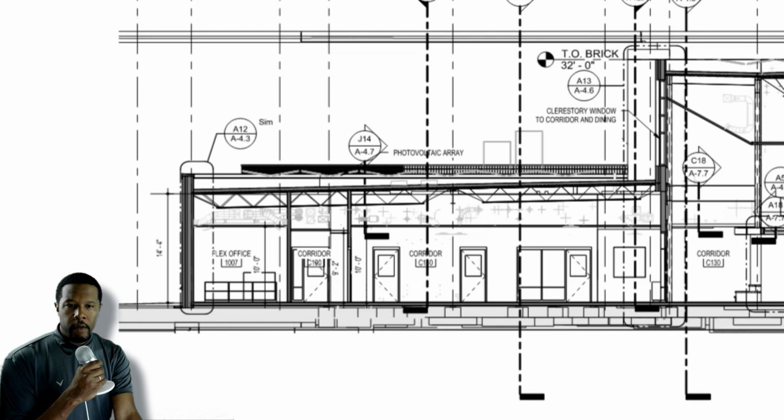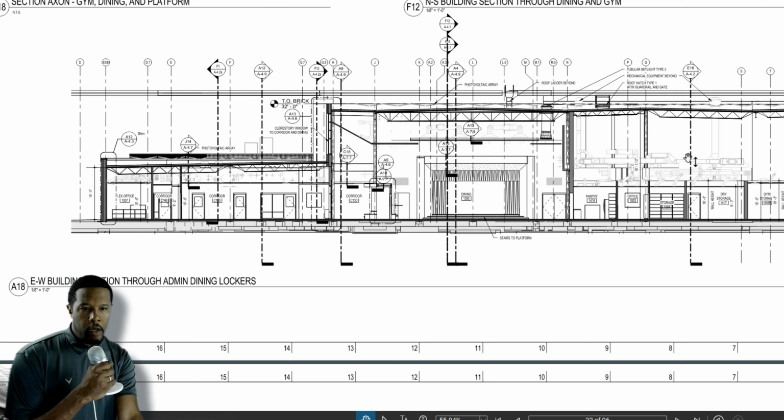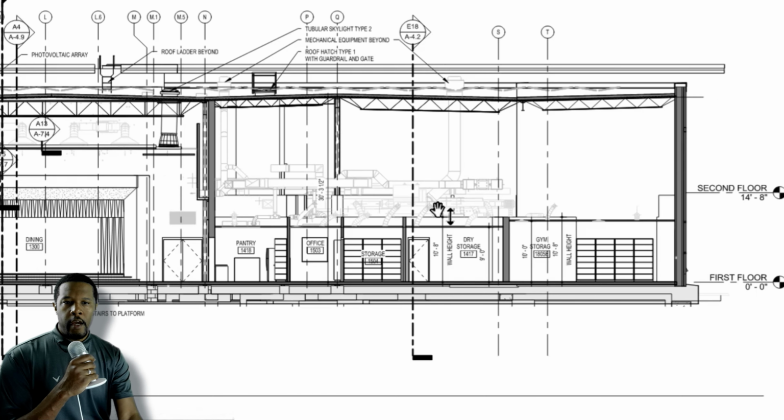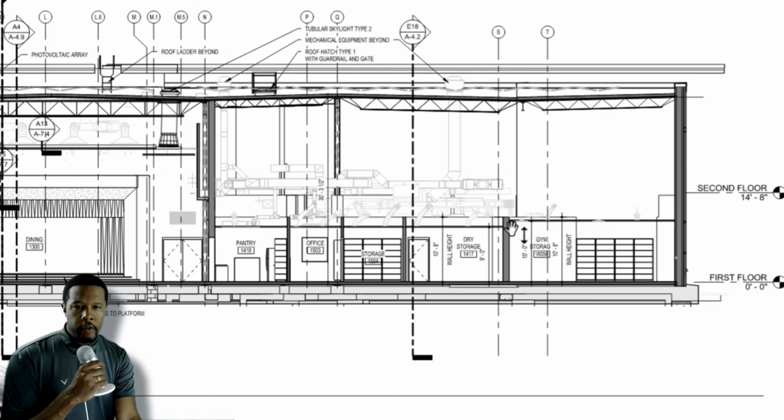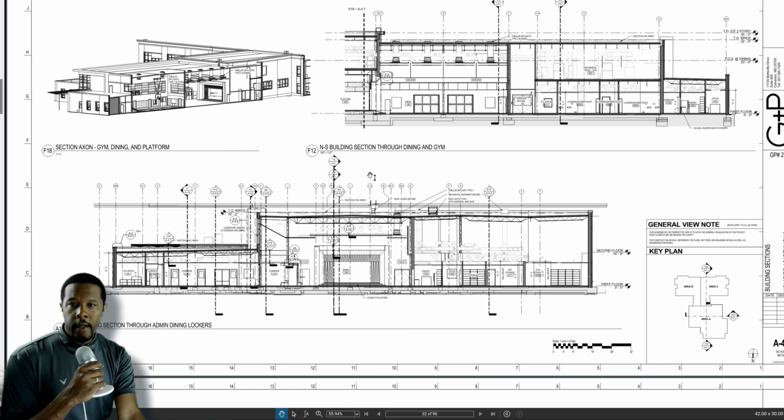So as we go back along the building, you can see that there is some mechanical equipment above the ceilings here, especially as you get over to this area, I think in the gym or somewhere close to the gym. Looks like some heavy mechanical equipment over here, all above the ceiling. So that's the building section.